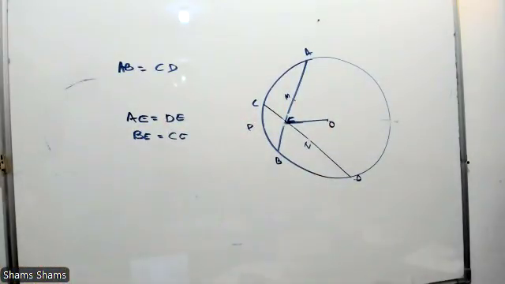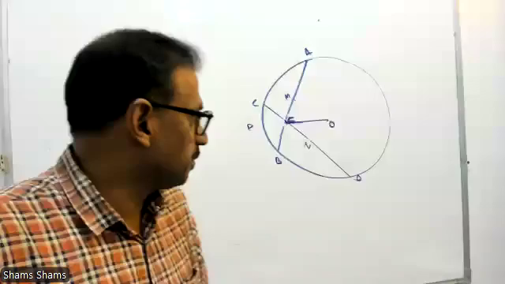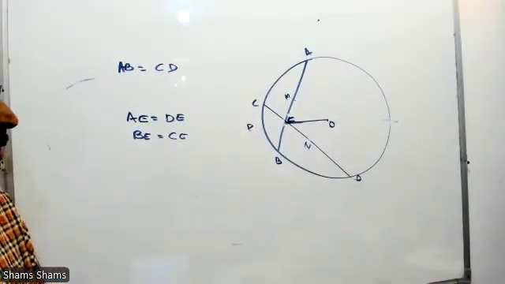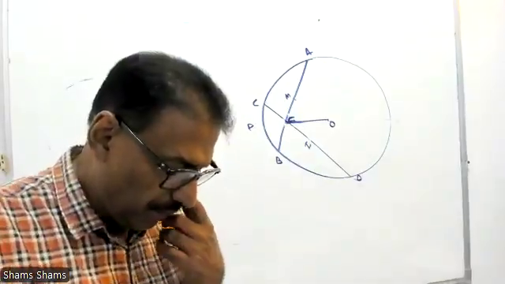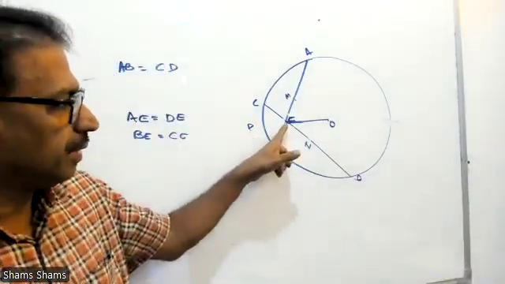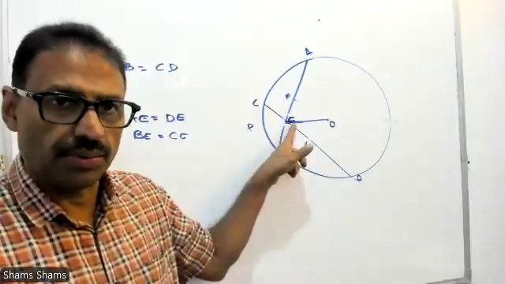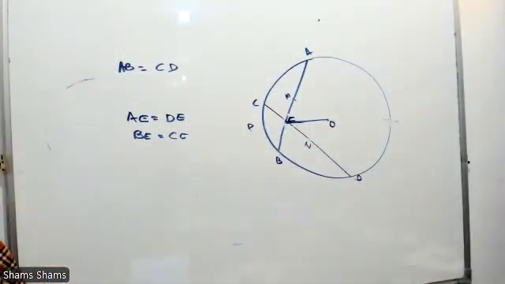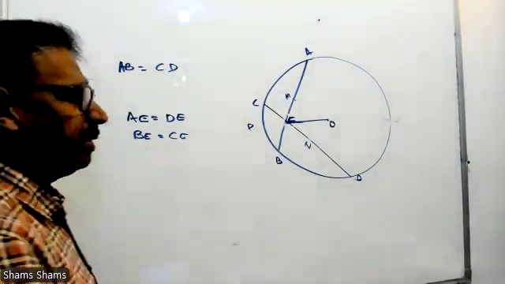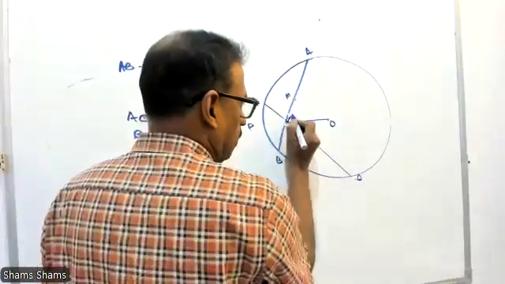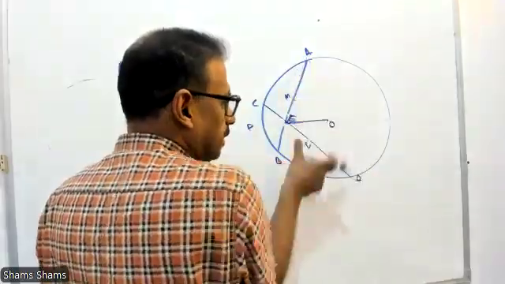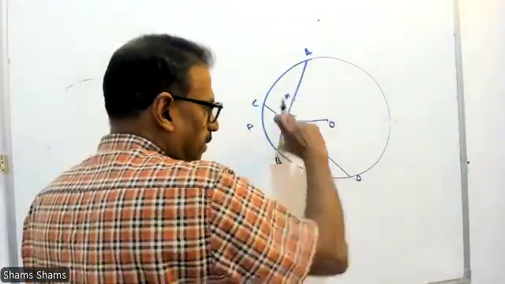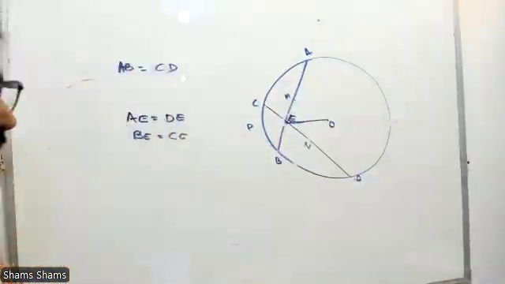Then to prove: AE equal to DE, and BE equal to CE. Clear or no? Look here, this part corresponds to this part, this part equals this. Okay, then the construction.